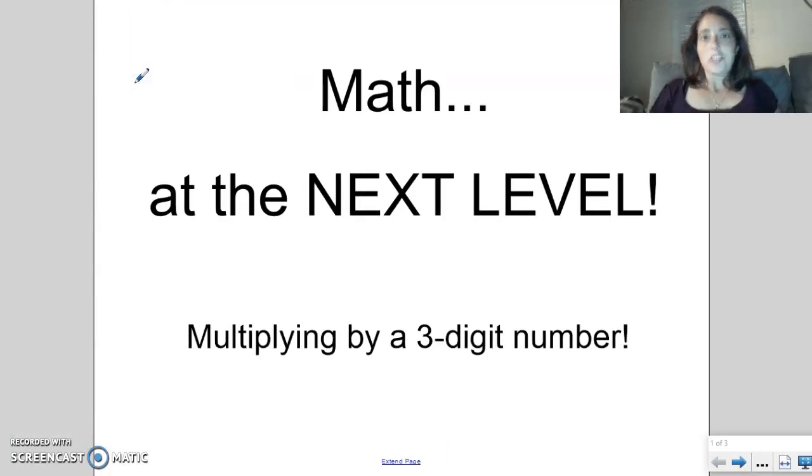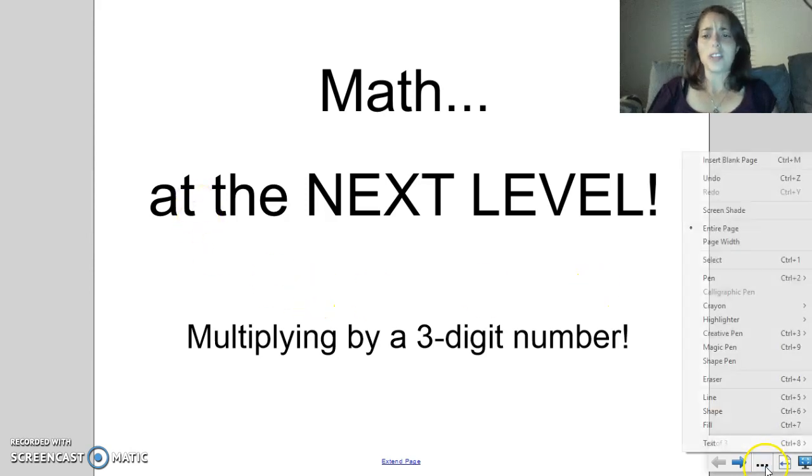All right, boys and girls, this time we're taking math to the next level. We have done multiplying by one-digit numbers. We've done multiplying by two-digit numbers. Now, this is taking it beyond fifth grade. You do not need to know this as a fifth grader, but I thought for those of you that are already really grasping one- and two-digit multiplication, it's about time we stretch your thinking just a little bit.